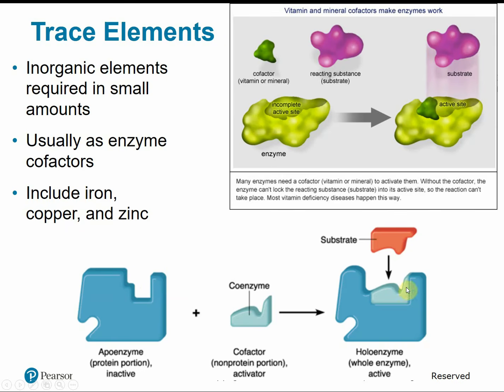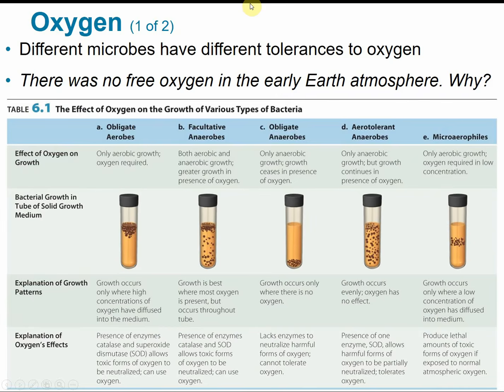So we need the coenzyme to allow that enzyme to function. Well, oxygen is an important chemical requirement for us. Obviously, we cannot live without oxygen, but different microbes have different tolerances to oxygen. So obligate aerobes, obligate meaning they have to, can only grow in the presence of oxygen. So oxygen is required. We humans as well are obligate aerobes. We have to breathe oxygen or we will die.